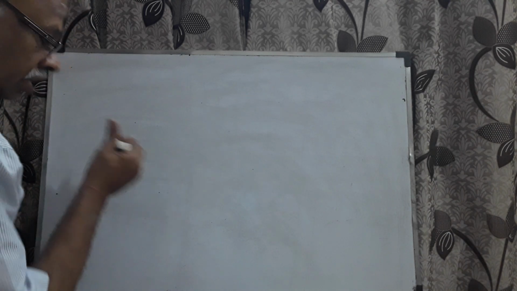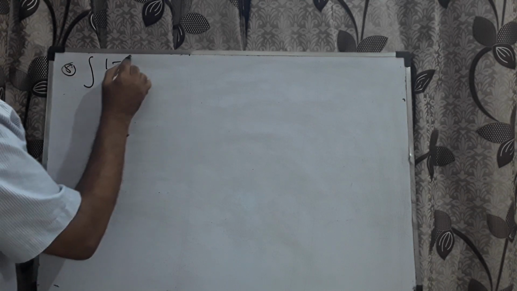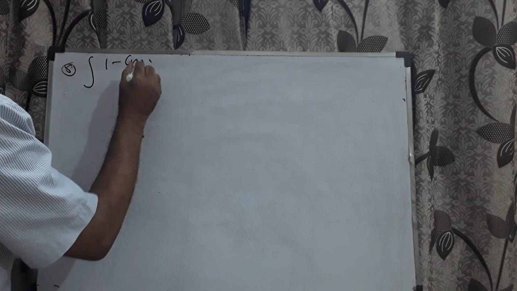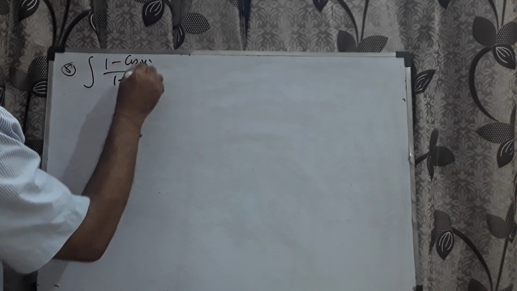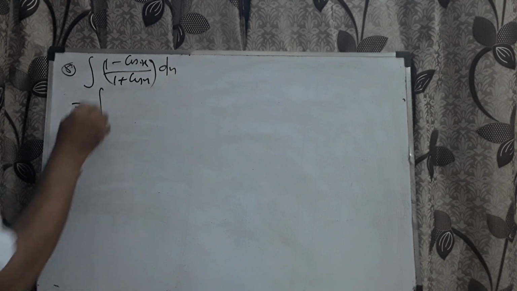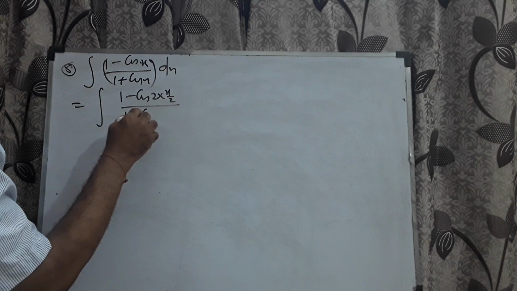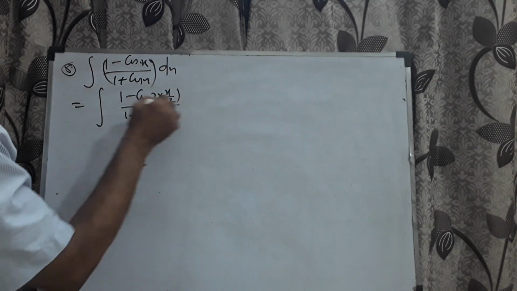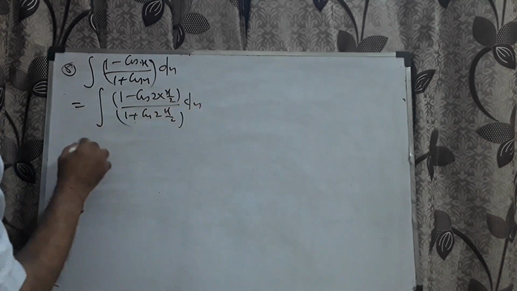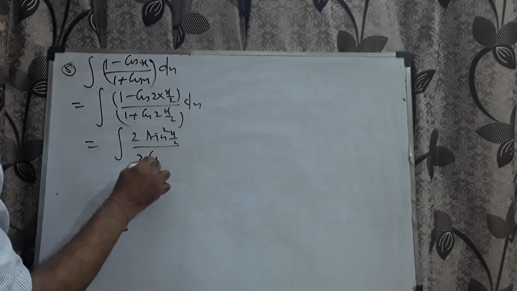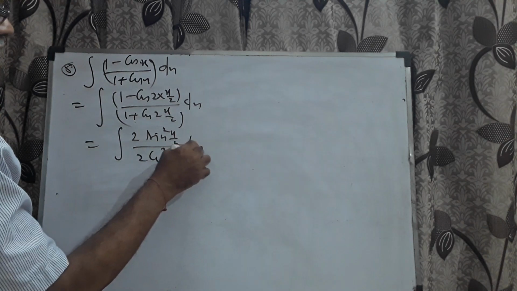Then question number 8 goes like this. Integral of 1 minus cos x divided by 1 plus cos x dx. Now this can be written as 1 minus cos 2 into x by 2 over 1 plus cos 2 into x by 2. I will be able to write. Now this is nothing but 2 sin square x by 2. This is nothing but 2 cos square x by 2 dx.